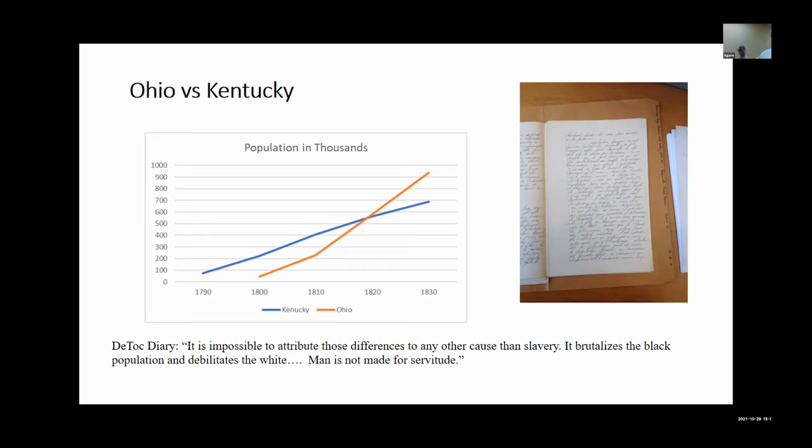And then de Tocqueville writes, and these are copies of some notes of his travel diary, that you can't attribute this to any other cause than slavery. Slavery brutalizes the Black population, and it de-energizes the white population. And he says, man is not made for servitude.